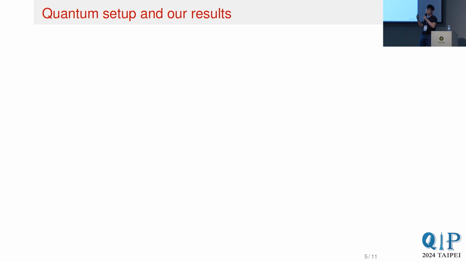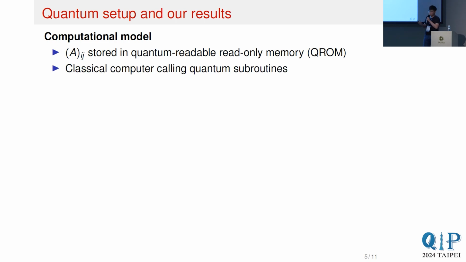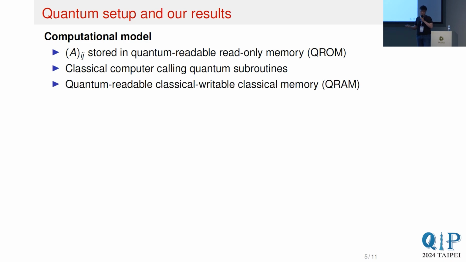Before we go to our result, we would like to carefully introduce our computational model. In our computational model, we assume the entries of matrix A are all stored in quantum-readable read-only memory, that is QRAM. We also assume we have a classical computer, of course, and we can also call some quantum subroutines.